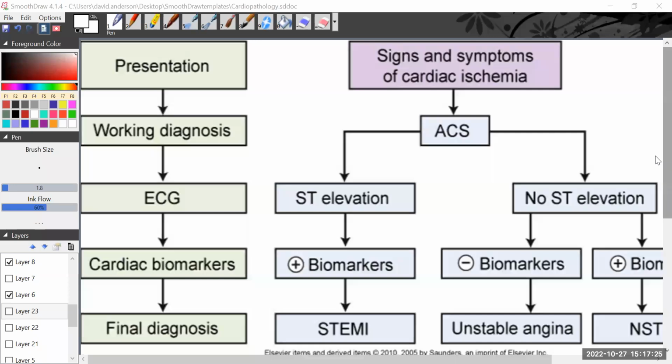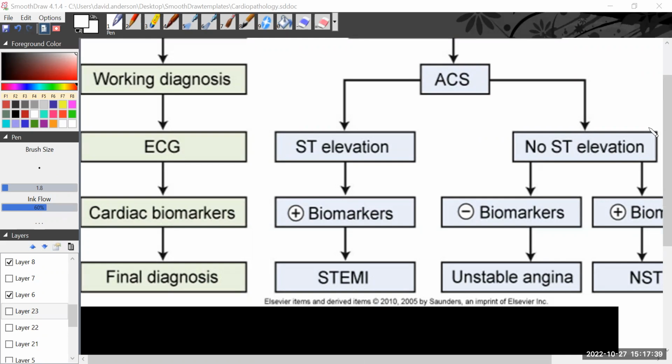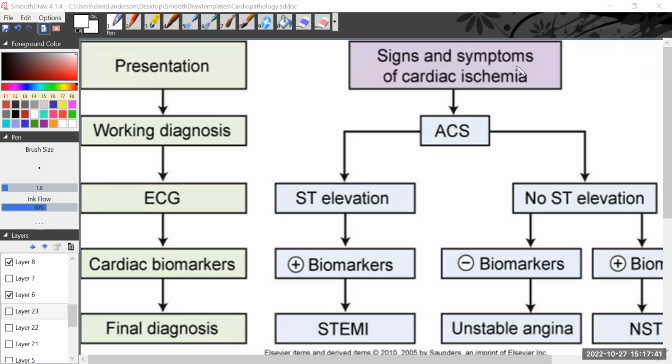Now, this chart, you can find this same chart in your PowerPoint. Signs and symptoms of cardiac ischemia: the presentation, the working diagnosis, the ECG, and the cardiac biomarkers. What are we looking for as we move down? And then our final diagnosis. Over here, acute coronary syndrome.